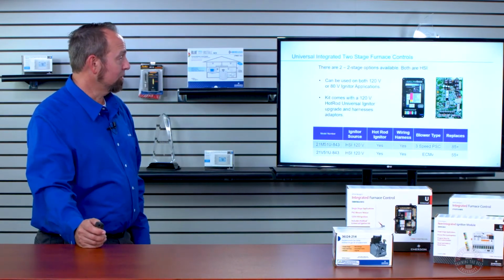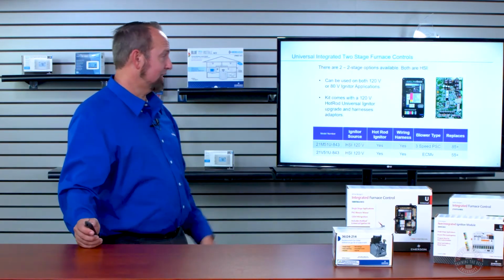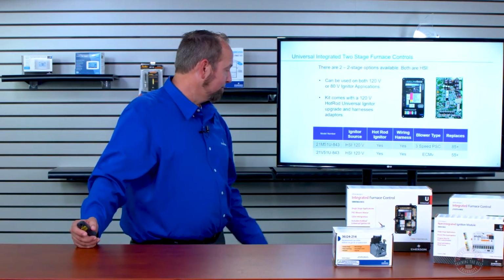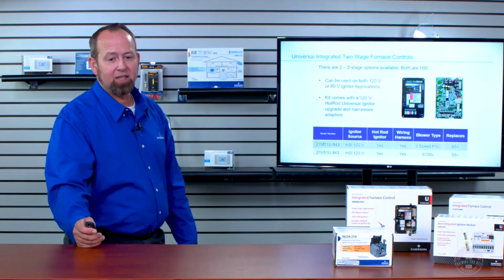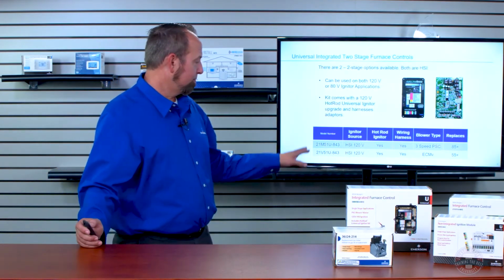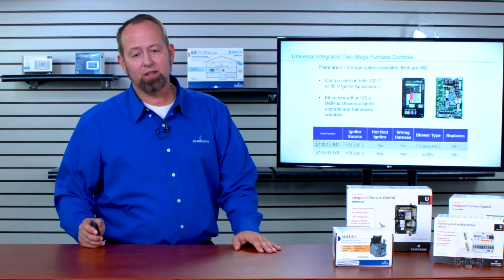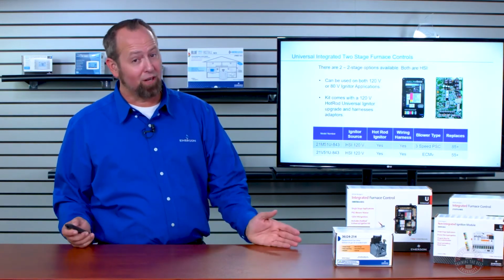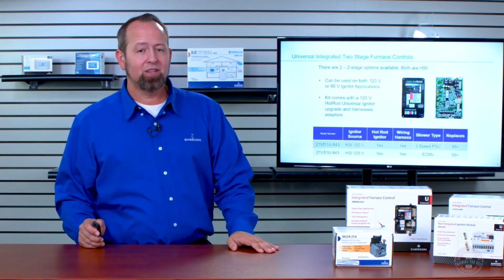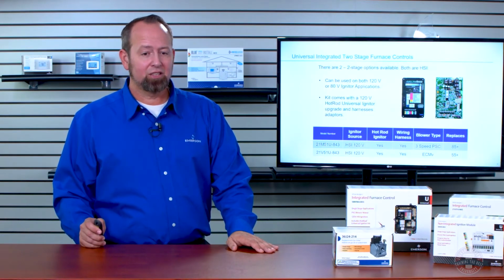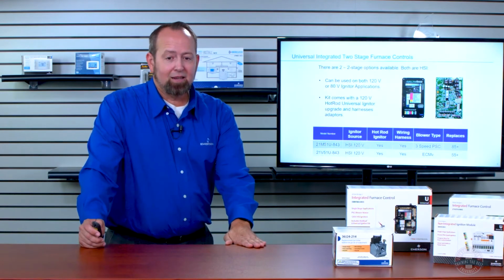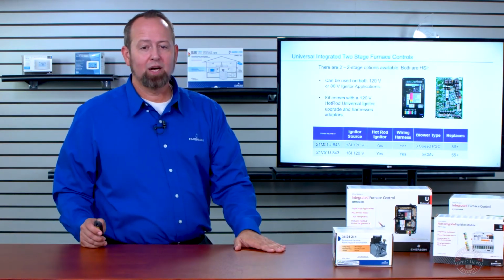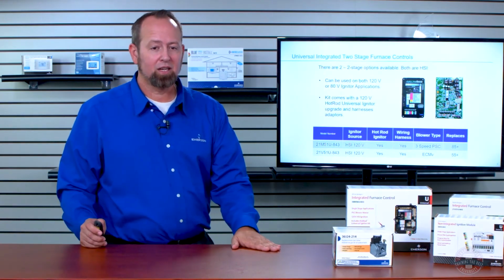The final universals are the 2-stage. There are 2 of them, the 50M51U and the 21V51U. One 2-stage is a 3-speed PSC blower. The other is an ECMV or a variable speed blower. Both of these, again, are hot surface ignition, 120 volts. And they both would come with a hot rod igniter.